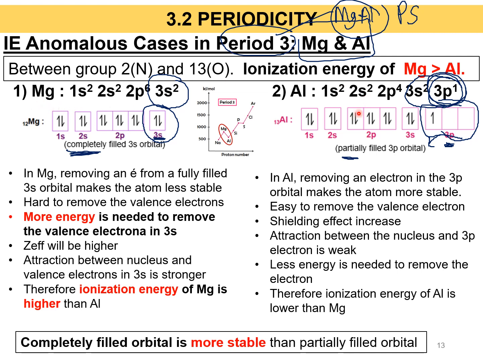Okay, untuk Al pula, since dia ada partially filled, makanya if you kick out this electron, you buang this electron, 3s akan jadi completely filled orbital. So bila 3s jadi completely filled orbital, makanya senanglah untuk kamu remove this outermost electron. Senang kamu nak remove this valence electron. Sebab apa? Sebab dia akan menjadikan atom Al tu lagi stable.